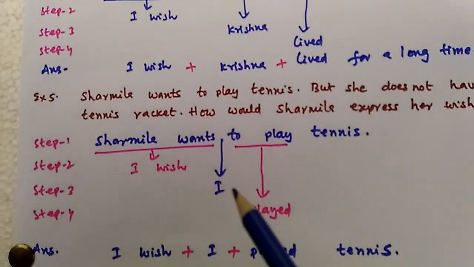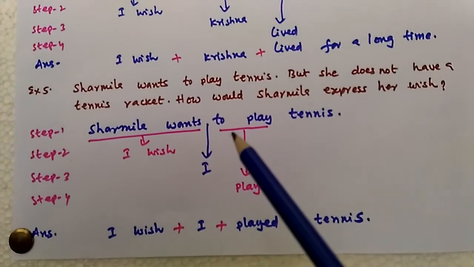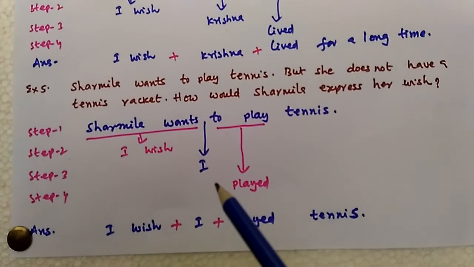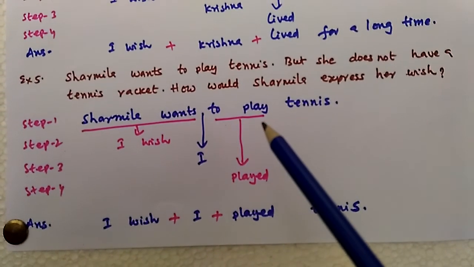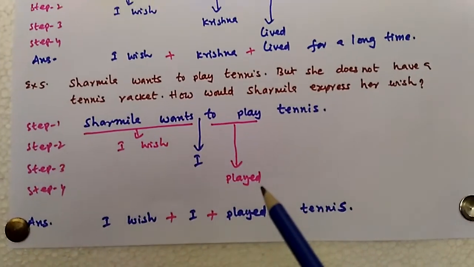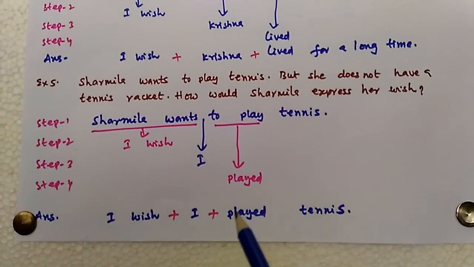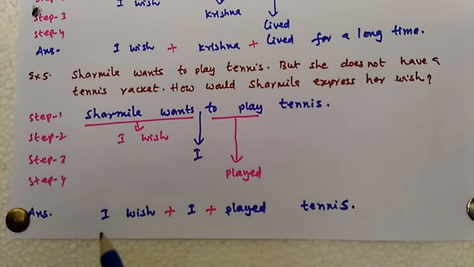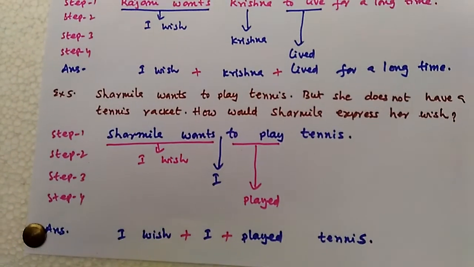And next one is that second step, between wants and to there is no subject, so the subject here will be I. And fourth step is 2 plus play is to be removed, and there we have to write verb 2, played. So we get the answer by applying the 4 steps. I wish I played tennis.